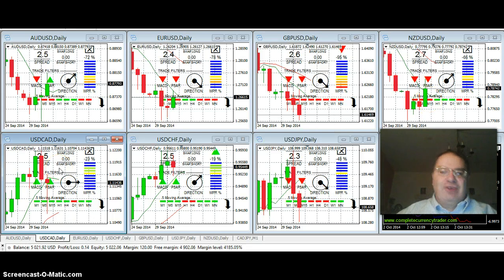Now if you look at the US Canadian, we can see that we're kind of going sideways. It seems to be going down. We have a red candle, but you can see it's going back up toward the top. US Swiss, we have a red candle. And US Japanese yen, we have another red candle.